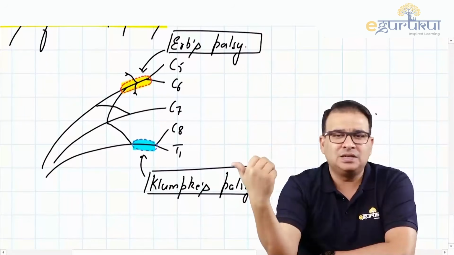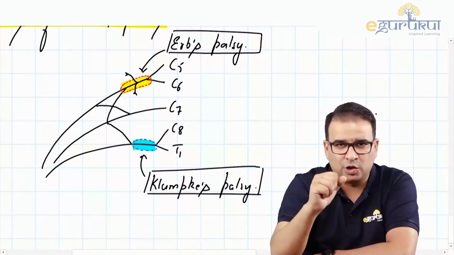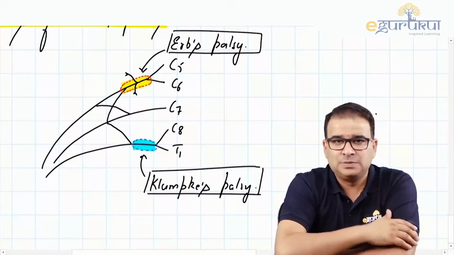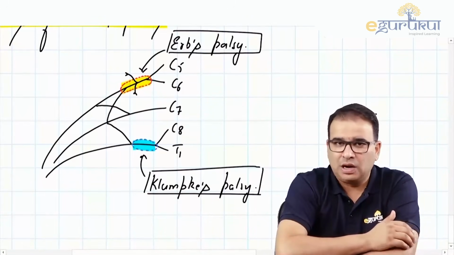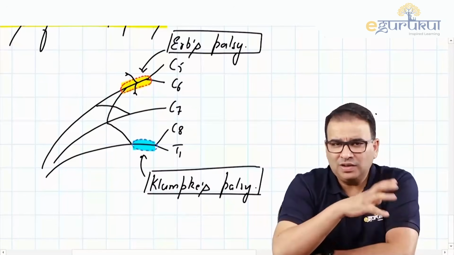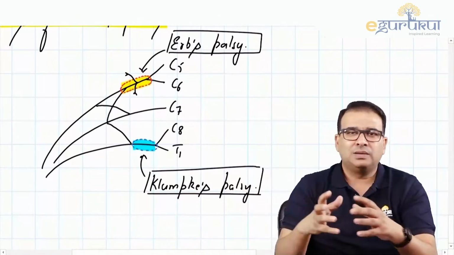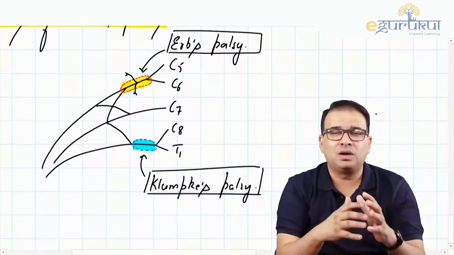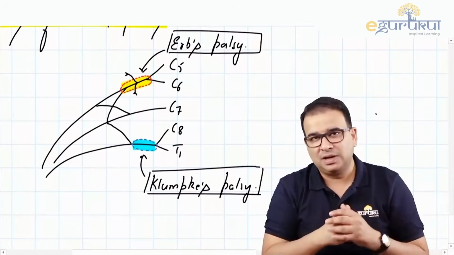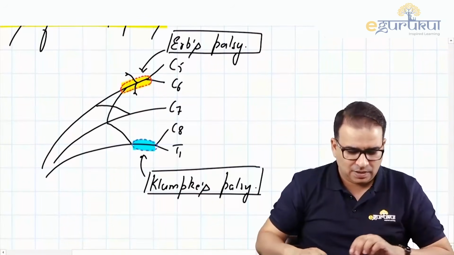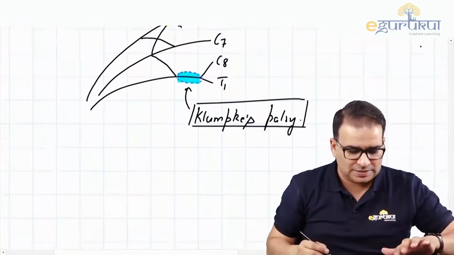And both Erb's palsy and Klumpke's palsy can be a birth injury also. While the baby is being delivered, there could be injury to the upper or the lower trunk. So whatever the reason may be, the point is that when these injuries are there, what are the most susceptible muscles here, and what kind of main clinical feature it will give rise to. So let's take them one by one. So first one here is the Erb's palsy.